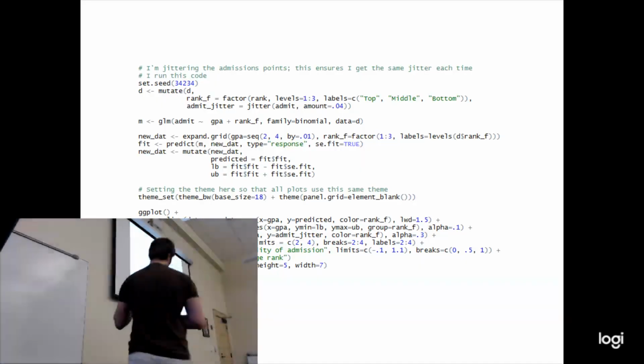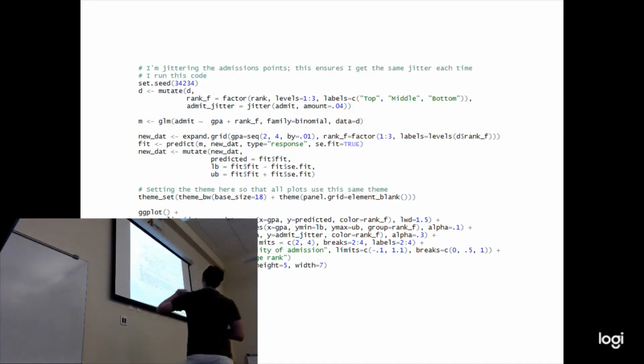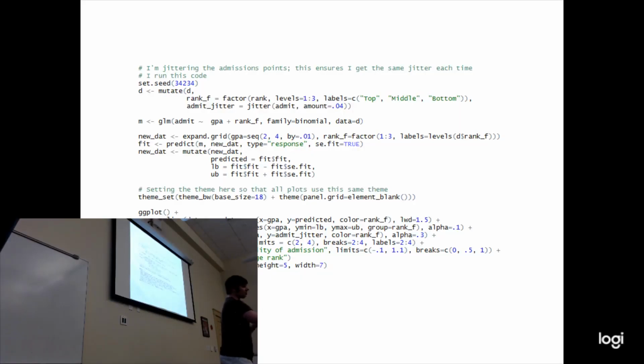A couple things that I want to point out are, one, I've used this little trick of setting the seed that's used to generate random numbers before I'm jittering my points. What this does is it makes sure that every time I run this code, I get the same jitter. It's just a little trick to make sure that you're making graphs that are perfectly reproducible. It's not something that you need to do, but it's something that I do when I'm jittering points or using some sort of random process to move the values.